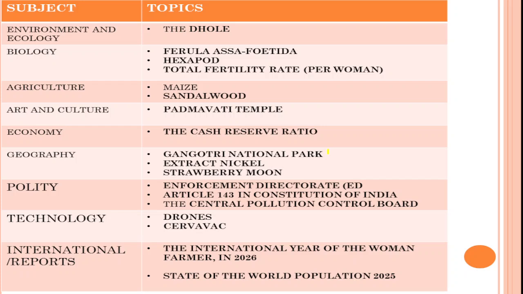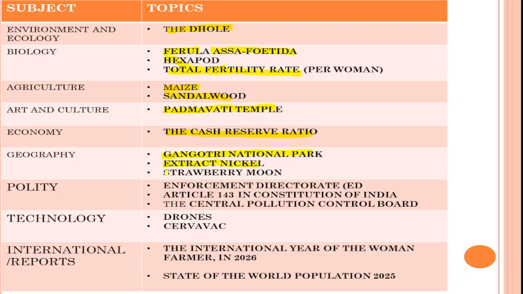Hello friends, today we will discuss environment and ecology. The topics will be the whole. From biology, the topics will be Ferula foetida, hexapod, total fertility rate. From agriculture, topics will be maize, sandalwood. From art and culture, Padmavati temple. From economy, the cash reserve ratio. Geography, Gangotri National Park.